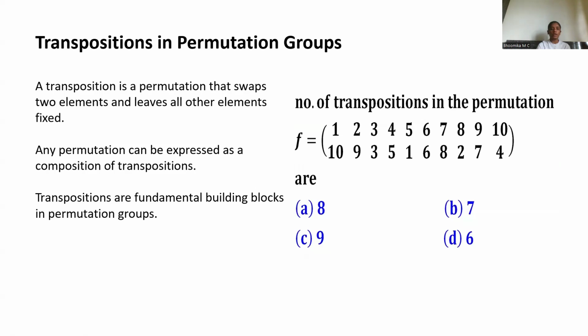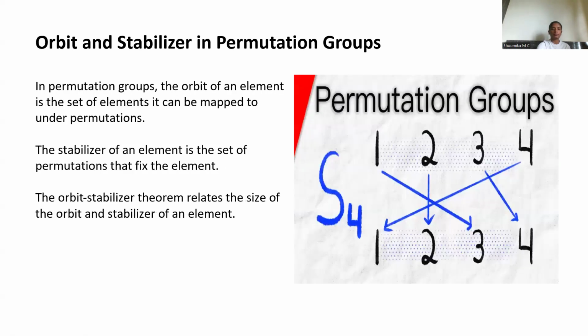Transpositions in permutation groups. A transposition is a permutation that swaps two elements and leaves all other elements fixed. Any permutation can be expressed as a composition of transpositions. Transpositions are the fundamental building blocks in permutation groups.